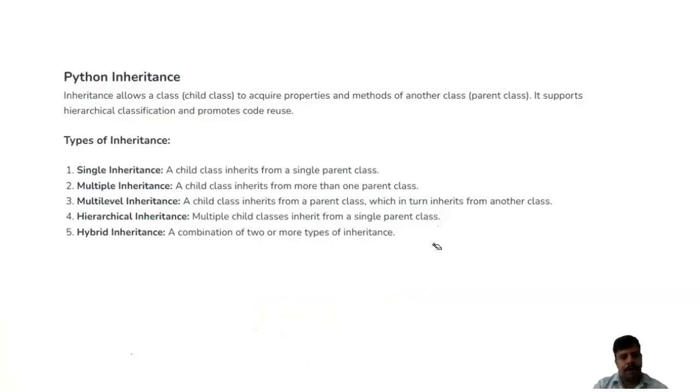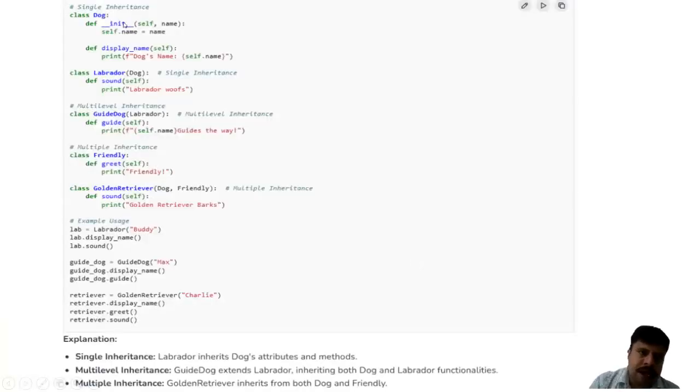In hybrid inheritance, a hybrid inheritance is nothing but a combination of two or more types of inheritance. See, this program will explain the inheritance. Consider the same example. Define a class Dog, initialize it with the name. Define display_name(self), print f"Dog's name: {self.name}". Then you can define a class Labrador, in which you are defining sound.